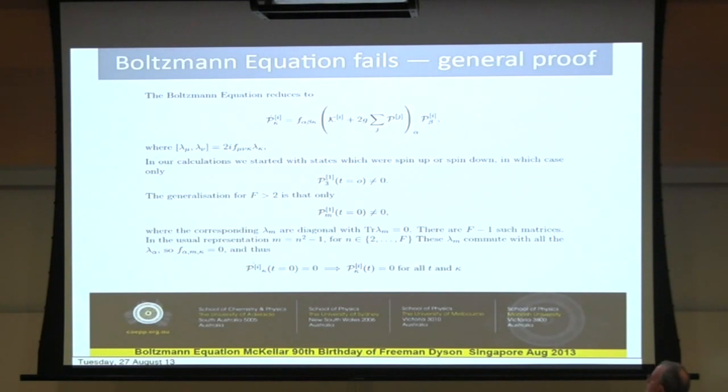Remember, we have an equation for the components of the single particle density operator, which is given in terms of the structure constants of the SU(N) group, SU(F) group, I should say. And it looks just like a new single particle Hamiltonian, which is generated by the single particle density matrix. So as I said, you have a closed equation. You've only got P's in this equation, but it's a nonlinear equation.